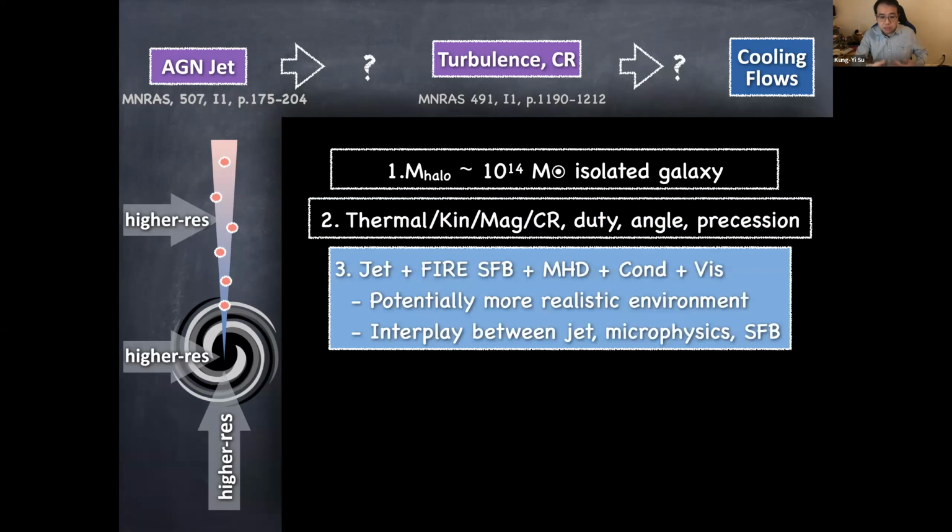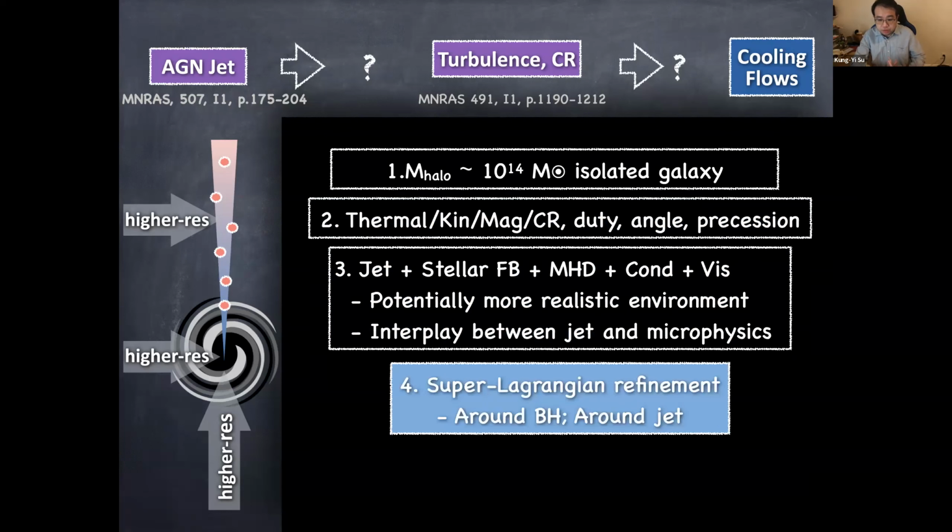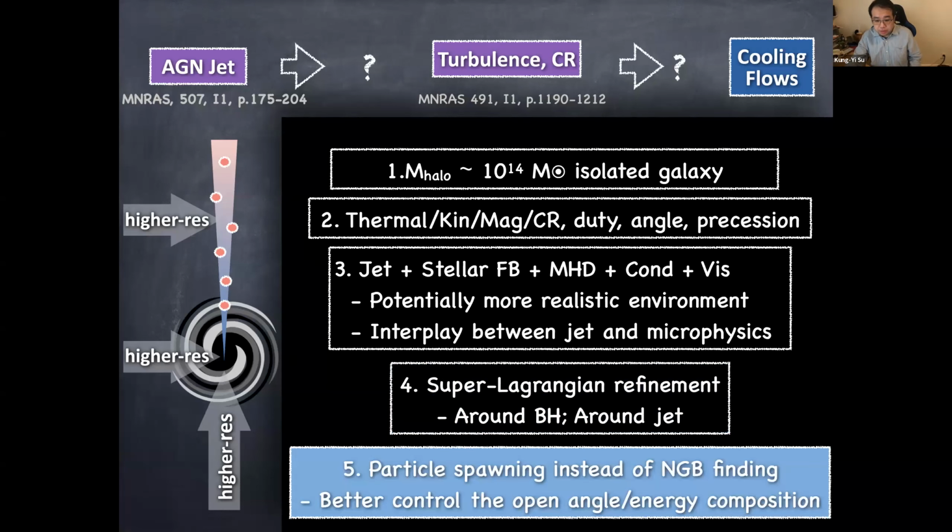We are running the jet on top of FIRE stellar feedback and other microphysics, which potentially helps us capture the interplay between the jet and this other physics, and launch the jet in a more realistic environment. Also, we are using super-Lagrangian refinement, which means by merging and splitting particles, we enforce higher resolution around the jet and around the black hole. Finally, we're using particle spawning to represent the jet, which means that in the simulations we spawn gas particles from the black hole to capture the effect of the jet. This gives us better control of the opening angle and also the energy composition of the jet.